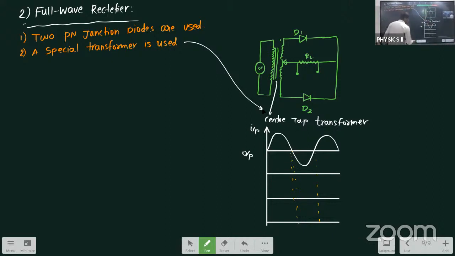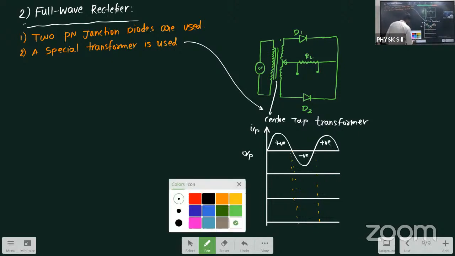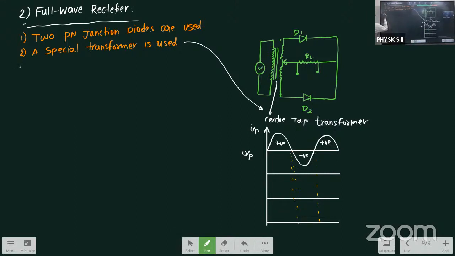Now see here, what is the third point? This is positive cycle. This is negative cycle. This is positive cycle. Now everyone see the working of this full wave rectifier. See here. Next, third point I am writing. During positive half cycle, let us see what will happen.